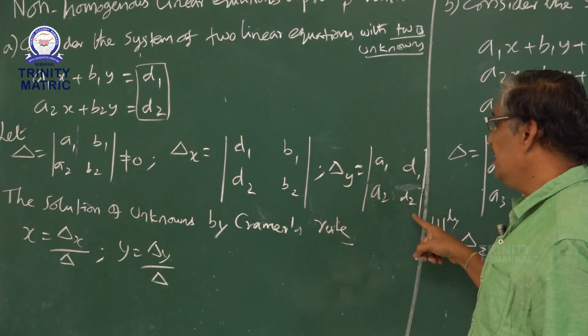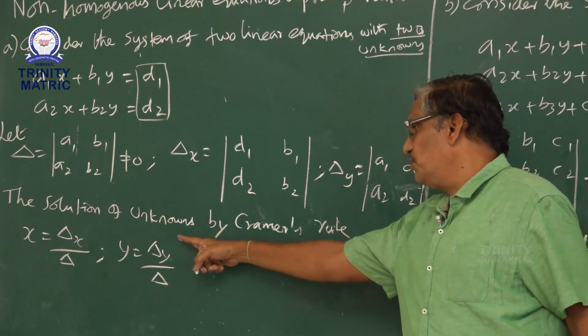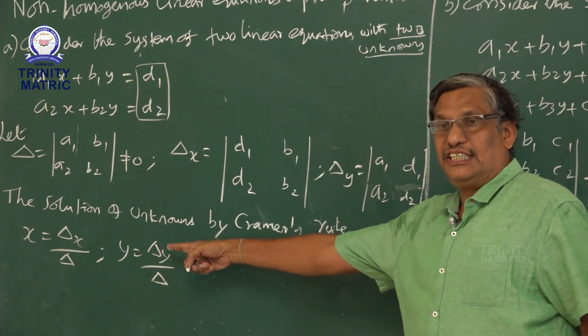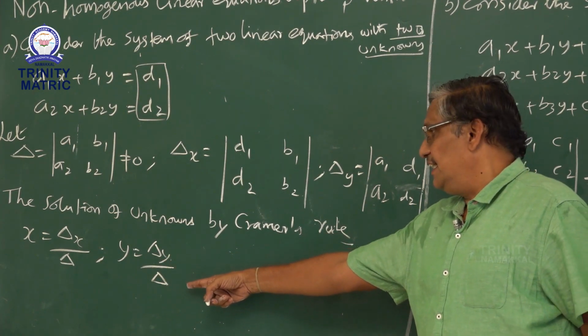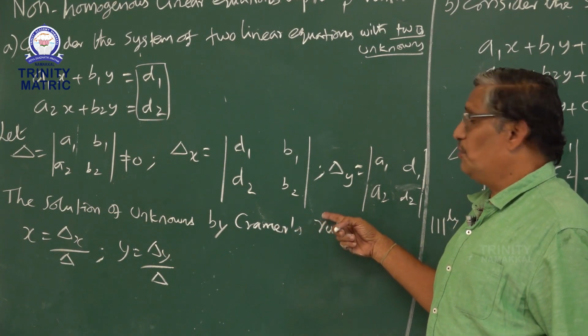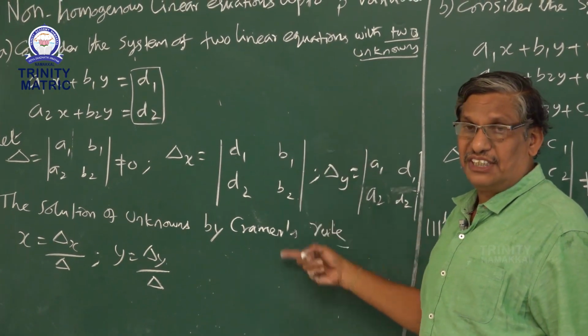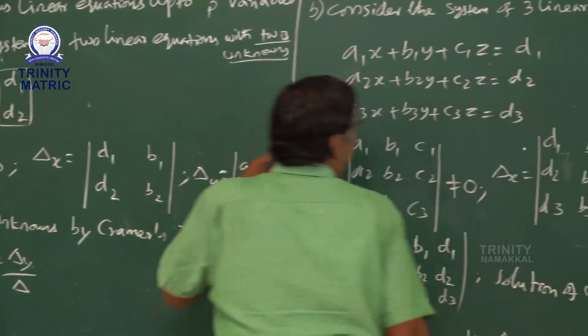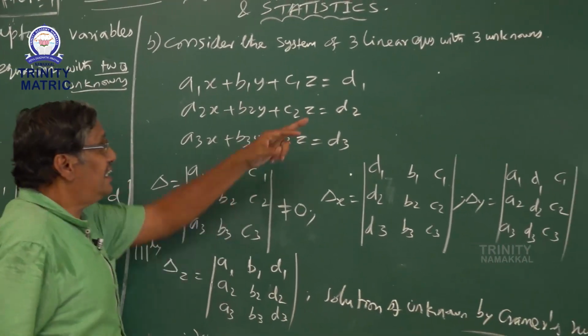The matrix is a1, a2, d1, d2. Then the solution of the unknowns by Cramer's rule is x is equal to del x by del, y is equal to del y by del. This is for two linear equations with two unknowns. Similarly, this can be extended to a system of three linear equations with three unknowns.